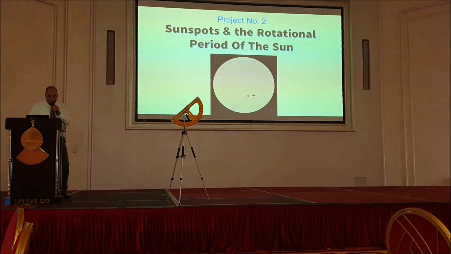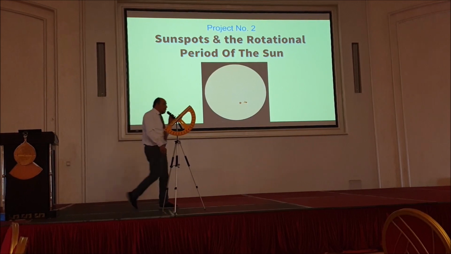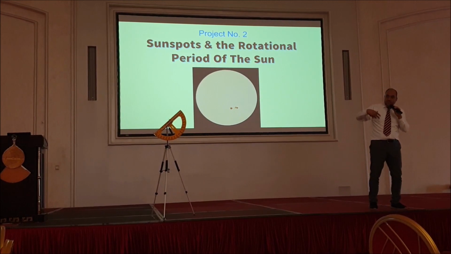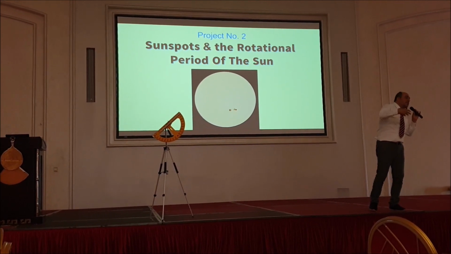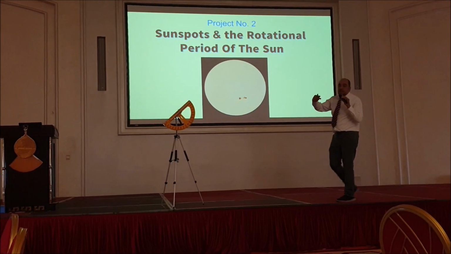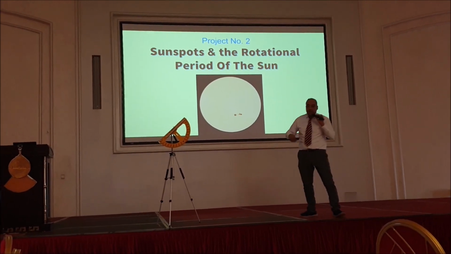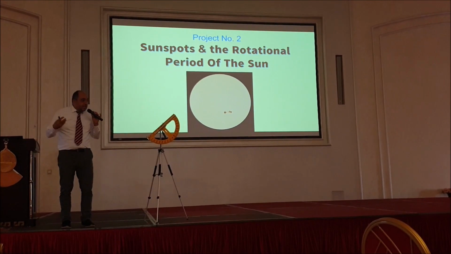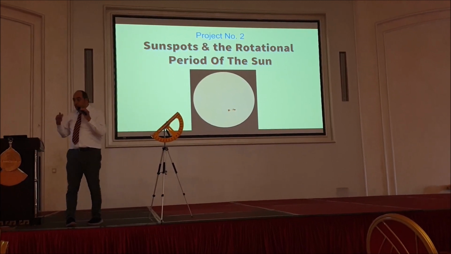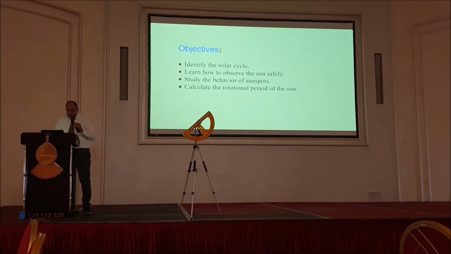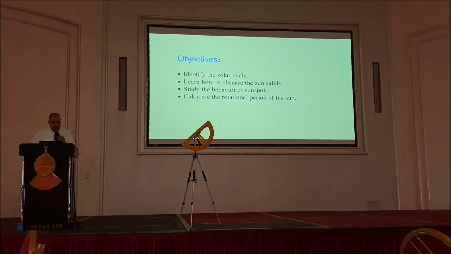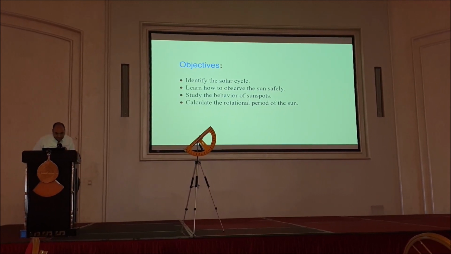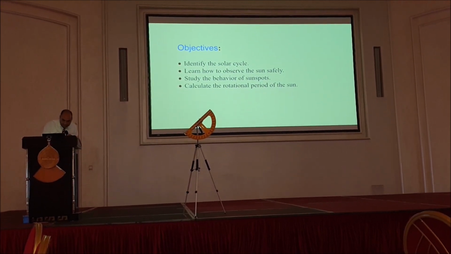Okay, next is the other task, which is how to calculate the rotational period of the Sun. This task was already done in the last Olympiad, but we are still doing it because we are almost at the maximum period of solar activity, the solar cycle. So we have to utilize our telescopes to see and project the sunspots, because this is the time of the sunspots. The goals are to identify the solar cycle, learn how to observe the Sun safely, study the behavior of sunspots, and calculate the rotational period of the Sun.